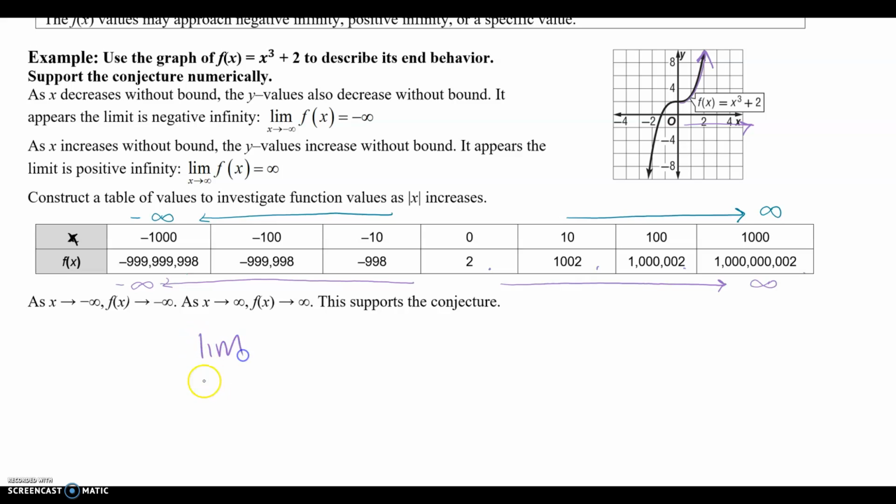The limit as x is approaching negative infinity of f of x, and remember this is saying that as our x values are getting smaller and smaller and smaller, what is happening to our y values? And as we can confirm with both the graph and our table, they are approaching negative infinity. Then we make another statement for our positive x values. The limit as x approaches positive infinity of f of x is equal to, well, what's happening to our y values? They're getting larger and larger and larger, so they're approaching infinity, and that's it.